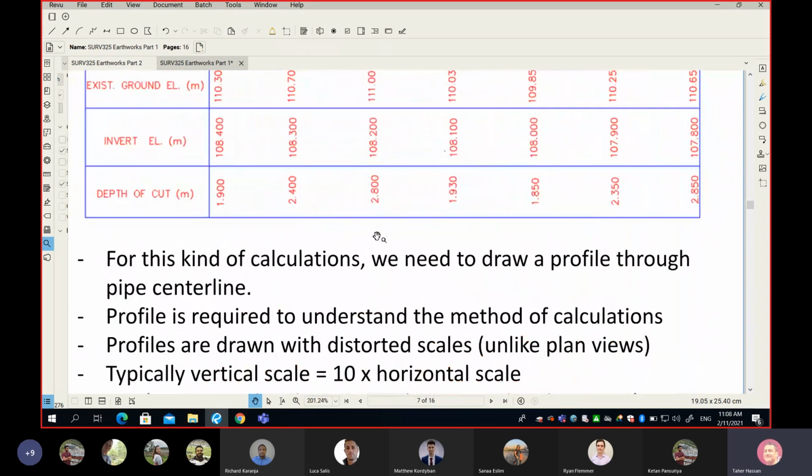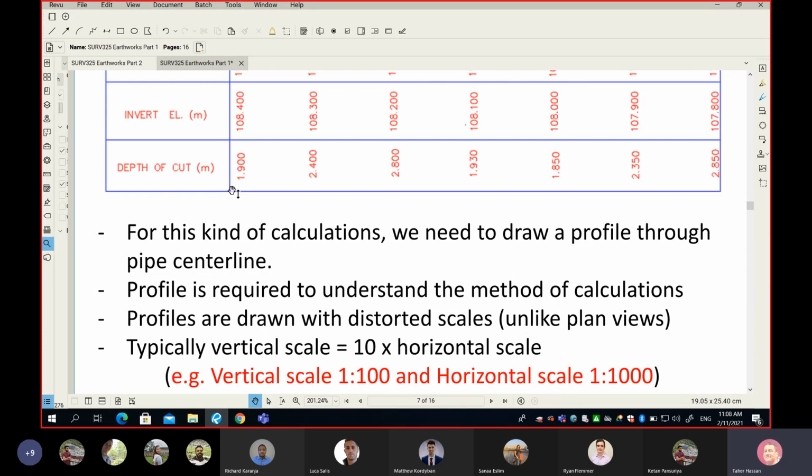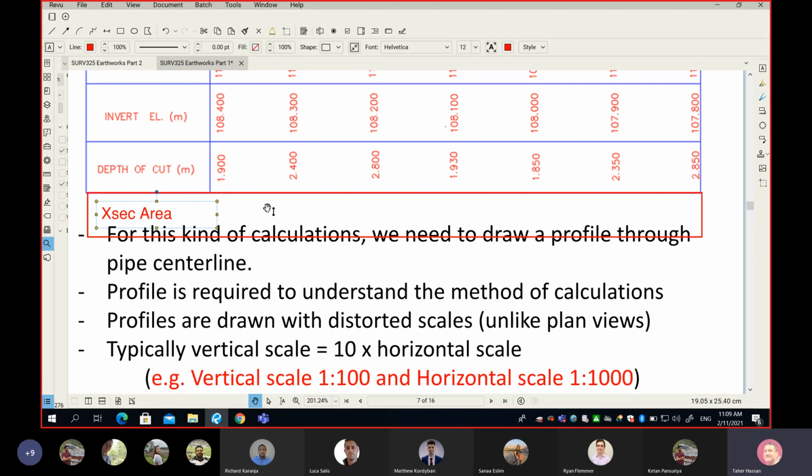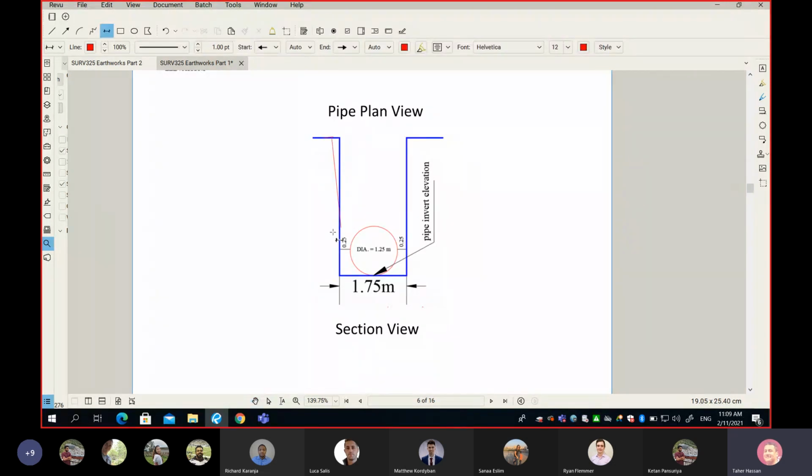So here is our first problem where we found the side area from this depth of cut. You know what you can do? You can simply add another row in your table, and this row will be cross-section area. Let me ask you, how can we find the cross-section area if my depth of cut is 1.9 meter?